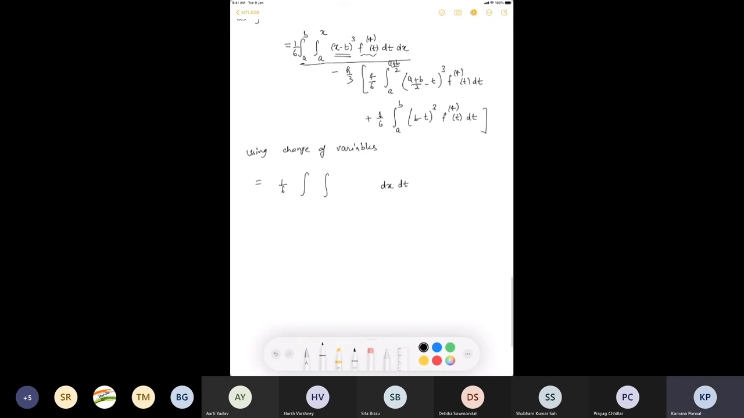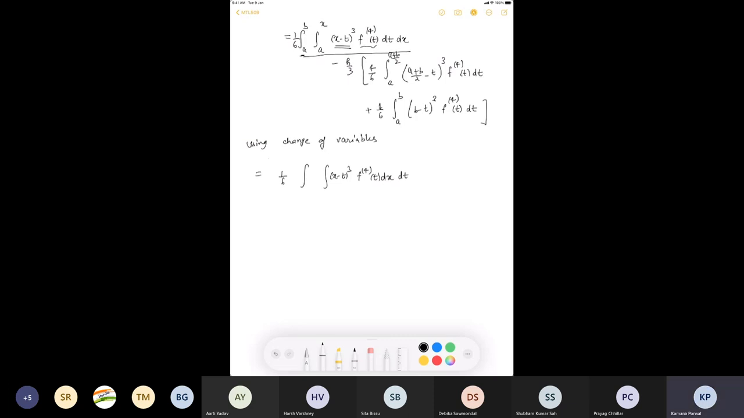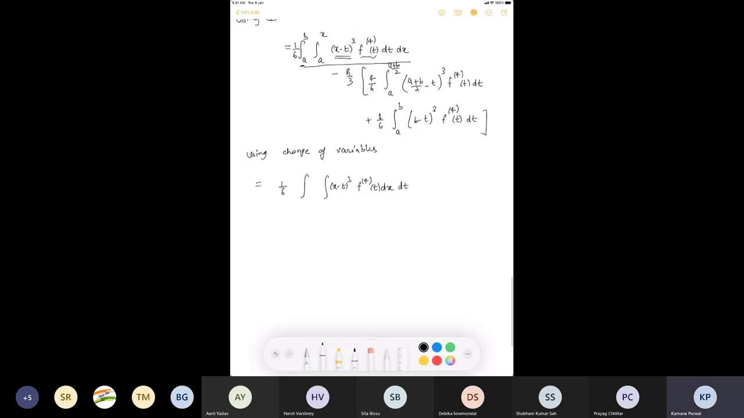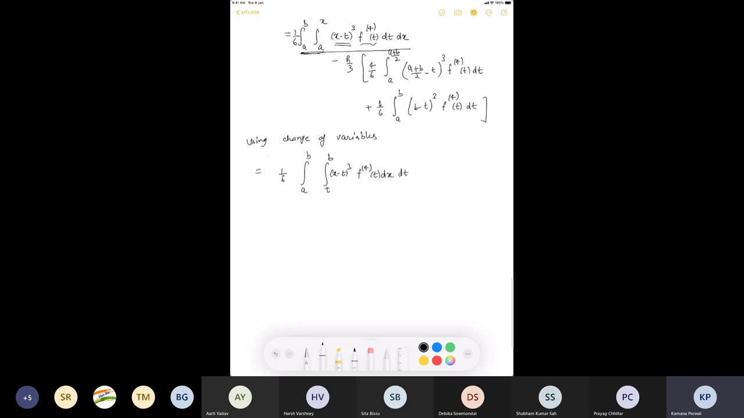So what are going to be the limits? The arguments are going to be the same; I'm just changing the limits. First I integrate with respect to X, so X will vary from T to B, and then T will vary from A to B. If you draw the region of integration and change the orientation of the strip, you will get that these limits are T to B and then A to B. Okay.